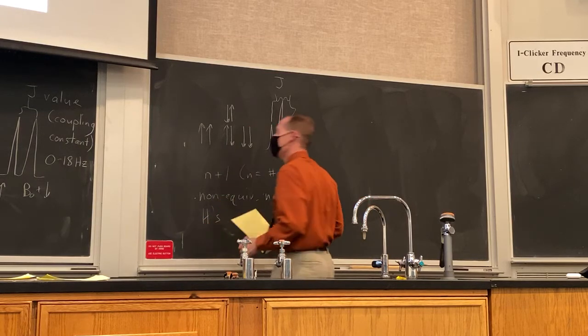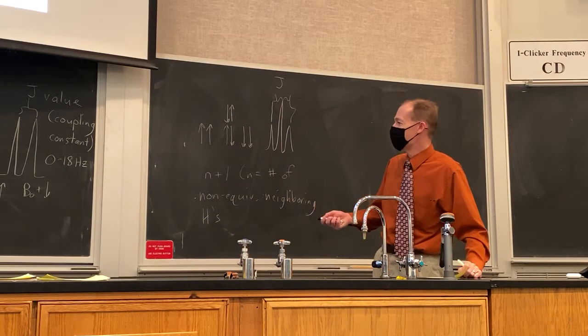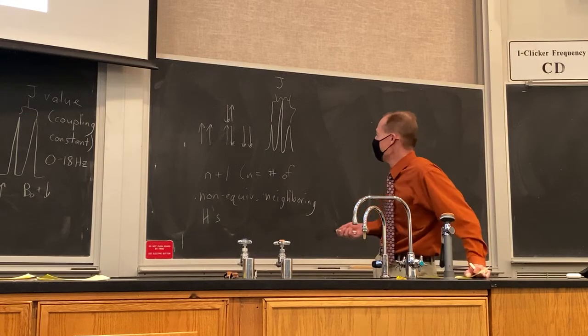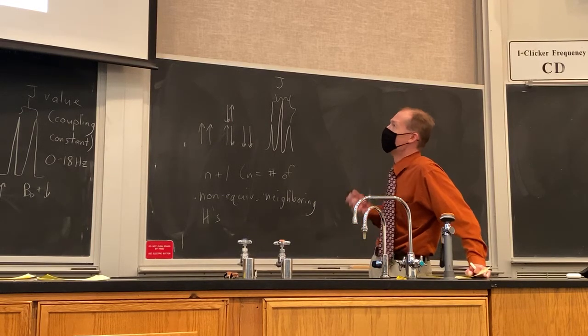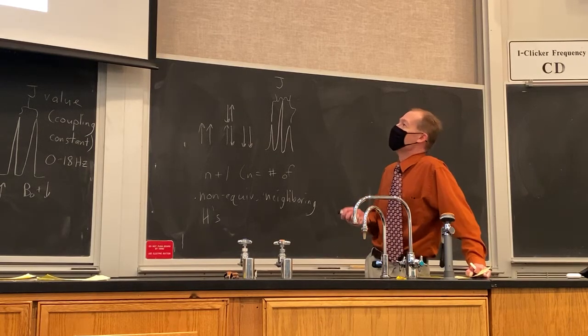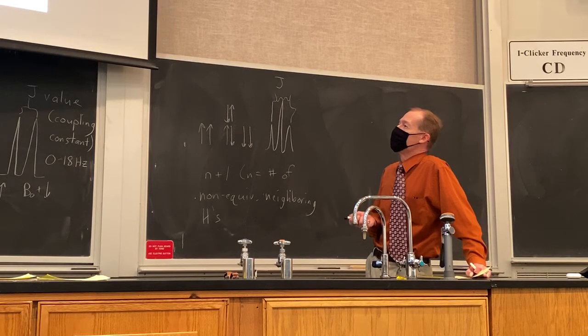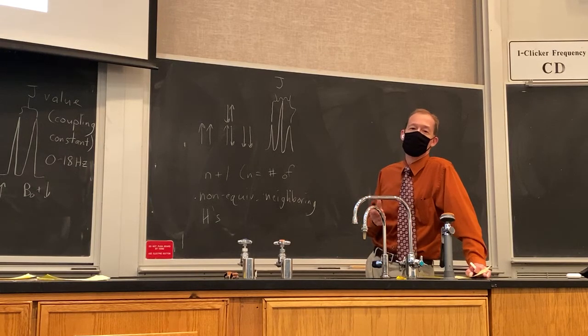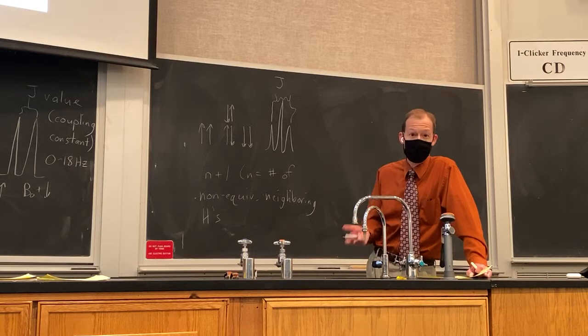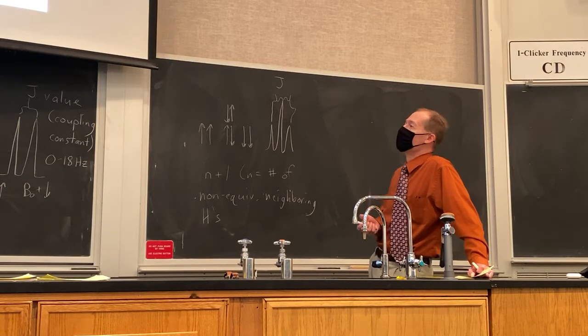Okay? So if we have one neighbor, then the peak is split into a doublet. If we have two neighbors, the peak is split into a triplet, and the ratio is 1 to 2 to 1. That ratio is what comes from Pascal's triangle. This table here is taken from a textbook that is used in Chem 455, which is an excellent class that I strongly recommend if you're interested in learning more about NMR spectroscopy.